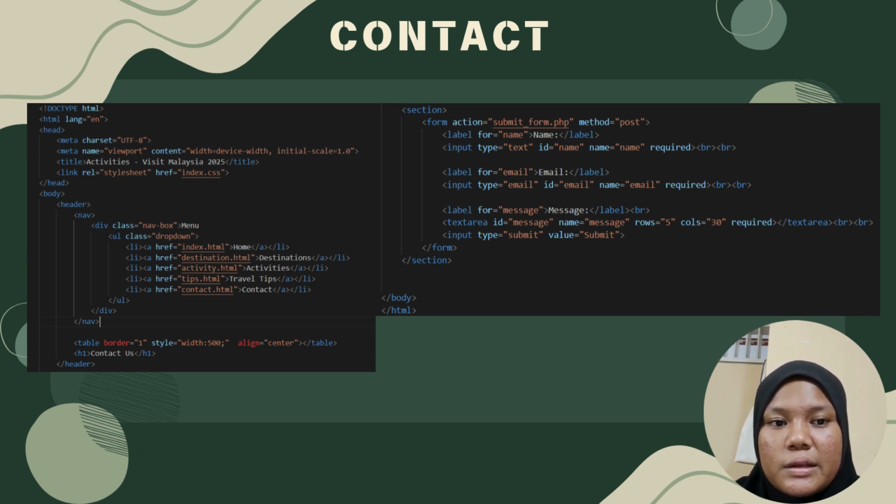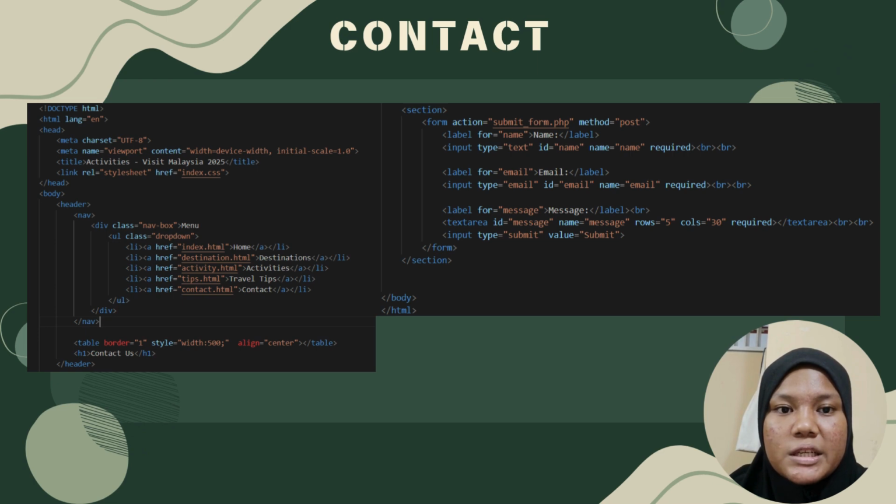The H1 Contact Us is for the page title displayed on the page. For the contact form section, we use a post method to send data to submit form.php. This file might exist on the server to process the form. It will contain a text field for name, an email field for email, a text area for the user message, and a submit button.